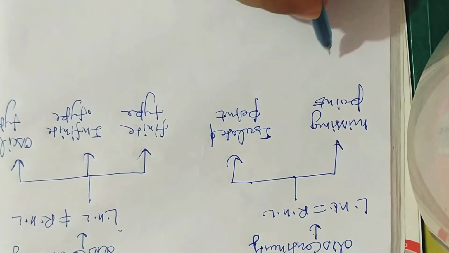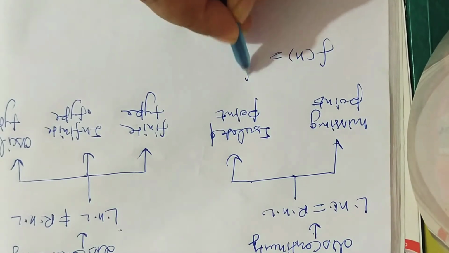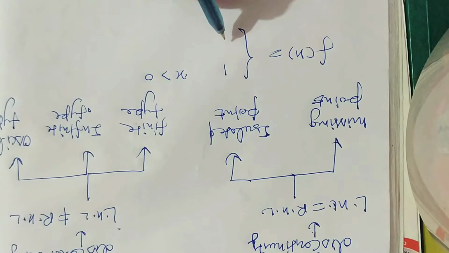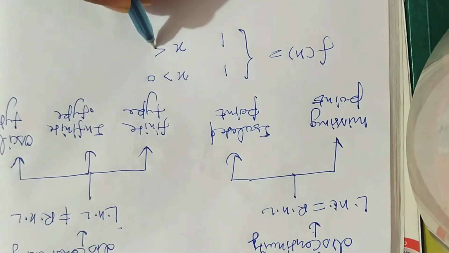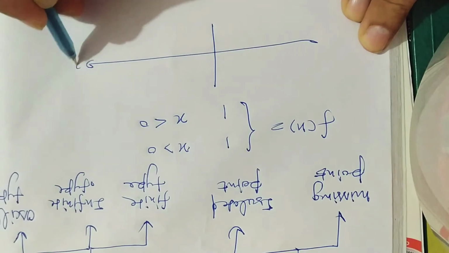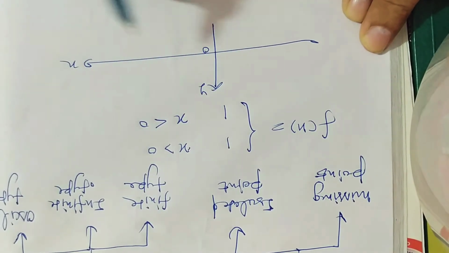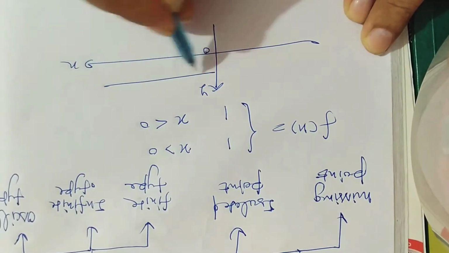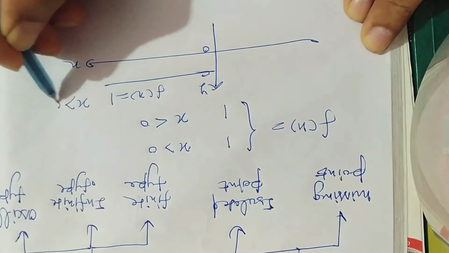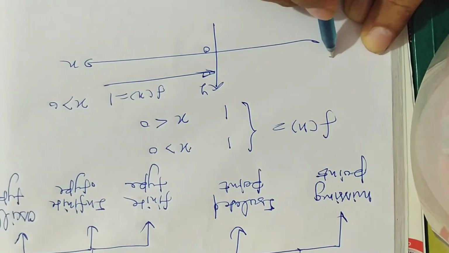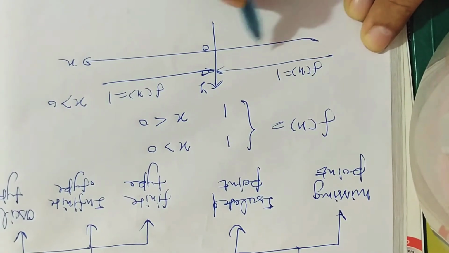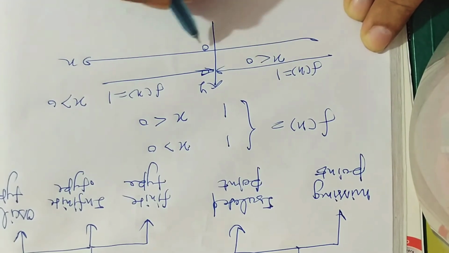We take an example: f(x) is equal to 1 if x is greater than 0, and f(x) is equal to 1 if x is less than 0. We trace a graph and see. This is the graph f(x) equal to 1, the condition is that x is greater than 0. It is the graph f(x) equal to 1, the condition is that x is less than 0.